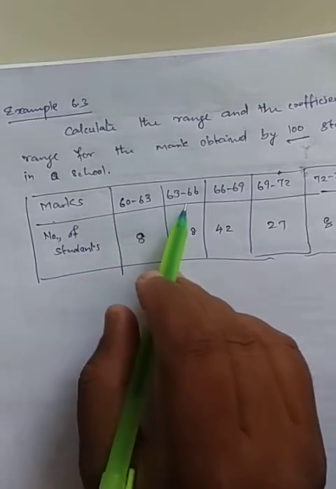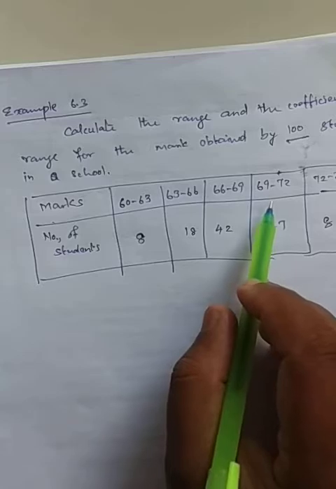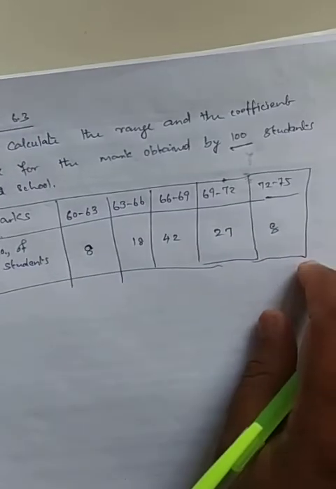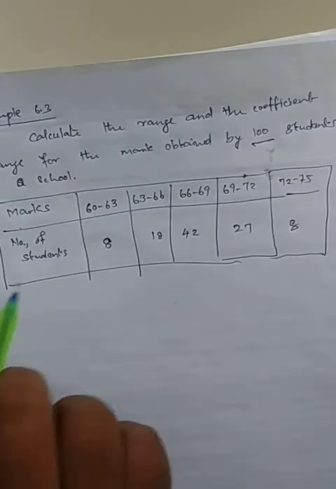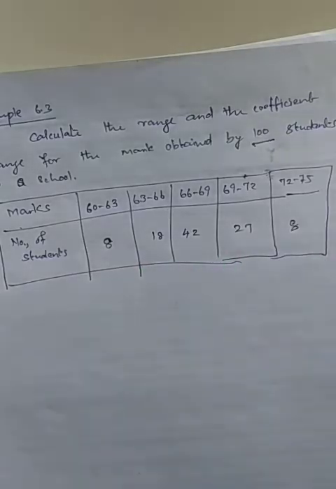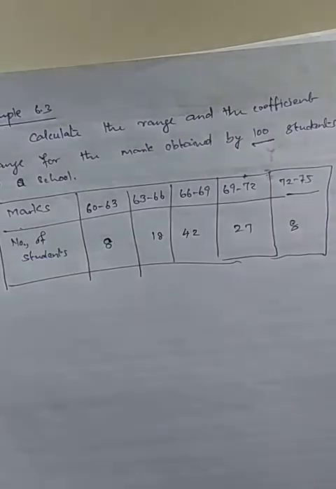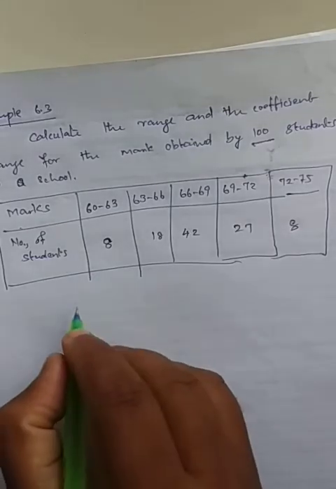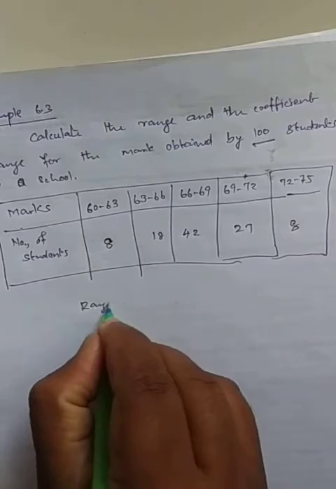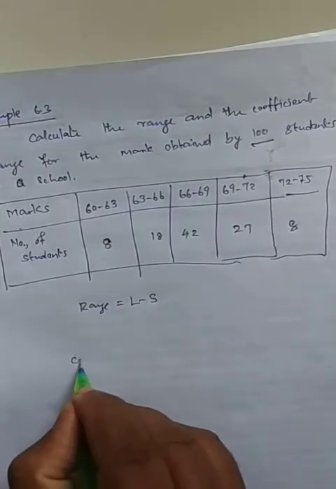What are the marks here? 60 to 63, 63 to 66, 66 to 69, 69 to 72, and 72 to 75. And the number of students are 8, 18, 42, 27, 8. So you can see this is what type of data? It's grouped data, continuous type. So for this one also the same thing. What's the range here? Range is L minus S. We need to calculate.